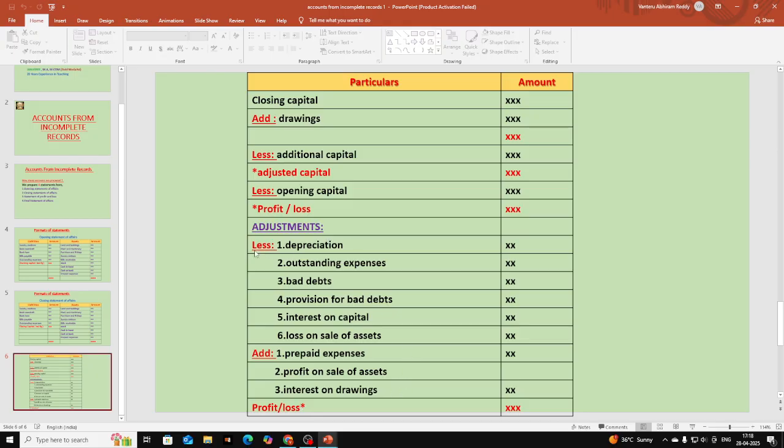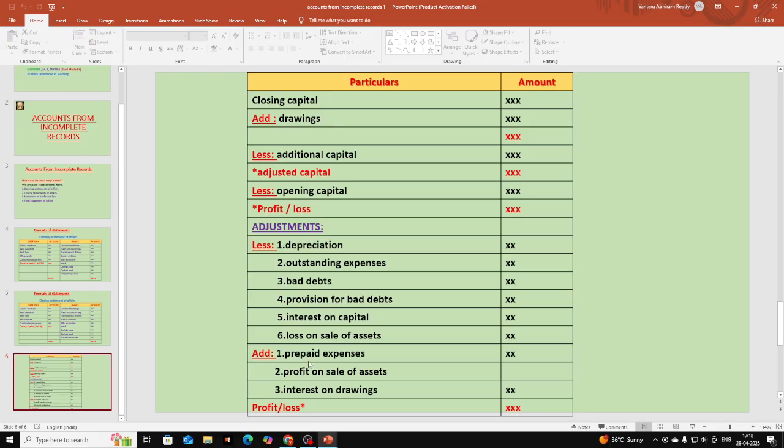So what are the adjustments that we are going to deduct? You can see, students, here: depreciation, outstanding expenses, bad debts, provision for bad debts, interest on capital, loss on sale of assets. These are the adjustments that we write under less. Less means minus. We deduct all these adjustments. Whatever you get in the question, you record here. You may get all, you may get few, you may get one, you may get two. Adjustment may be anything, but you should be able to determine whether it comes under less or add.